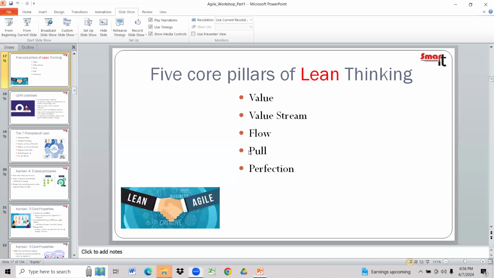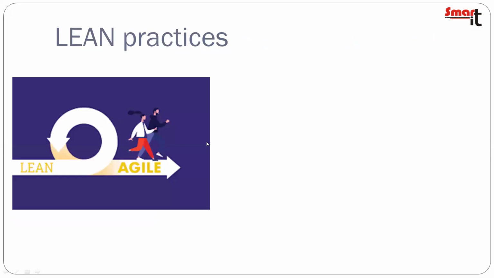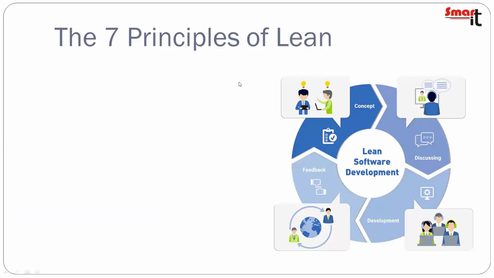Right, we are talking about Lean, that is an Agile Software Development Methodology, and we are going to briefly describe that. Before the break, we discussed the 5 core pillars of Lean, and some Lean practices we went through. Next we are going to talk about the principles behind Lean. There are 7 principles behind Lean.